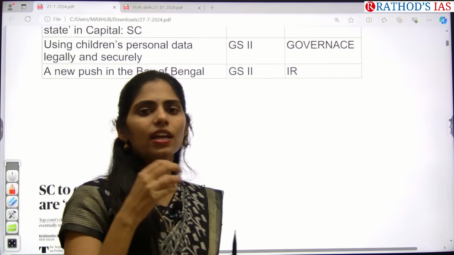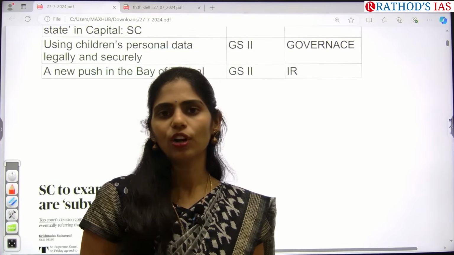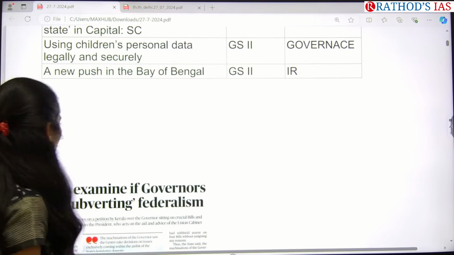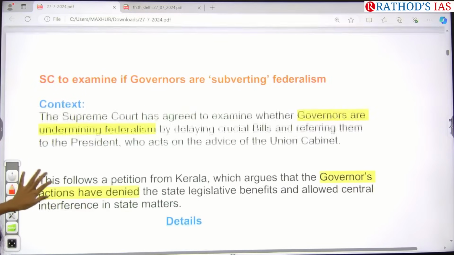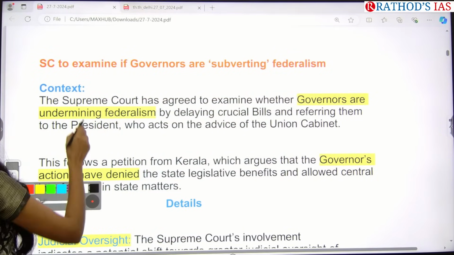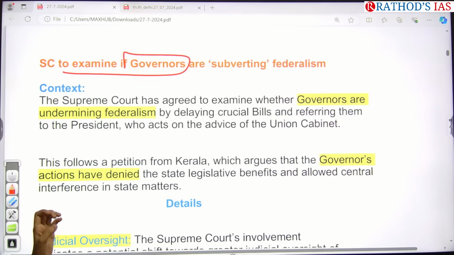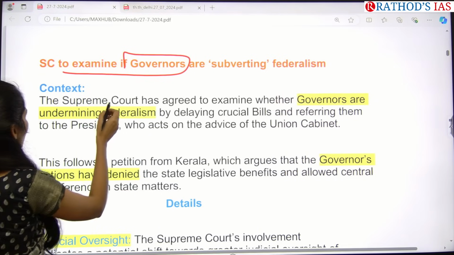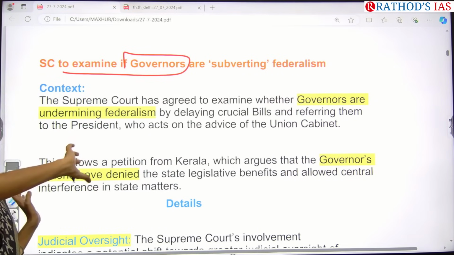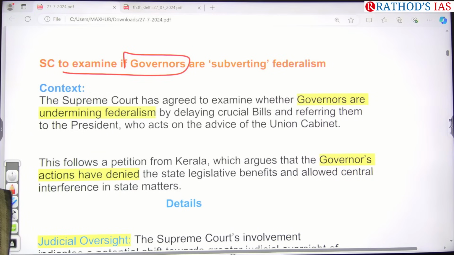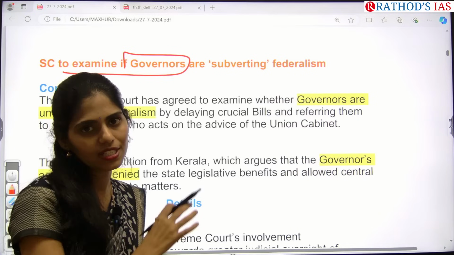There are very few articles, and we are going to see those. So if you see here, the title says that Supreme Court to examine whether governors are subverting federalism or not. The title of this article is talking about federalism, and I explained what this concept of federalism is, and I also explained the background of this article.